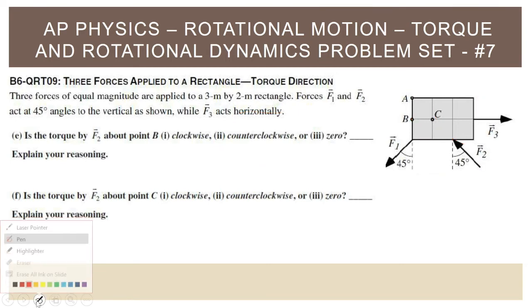If we erase everything on the screen and just show part F, they're asking you for the torque produced by F2 about point C. And notice here, if you start at point C and you draw your position vector, those vectors are parallel. They're in exactly the opposite direction. And so there will be no torque about point C.